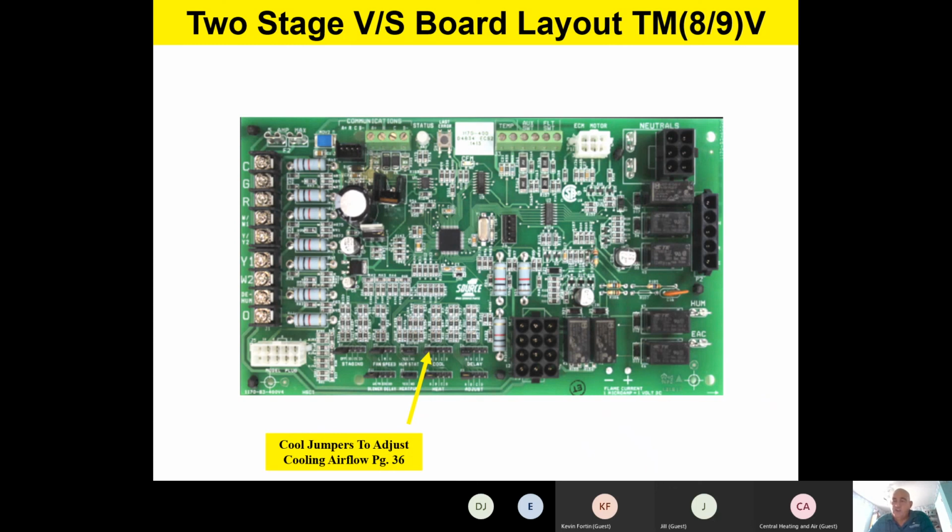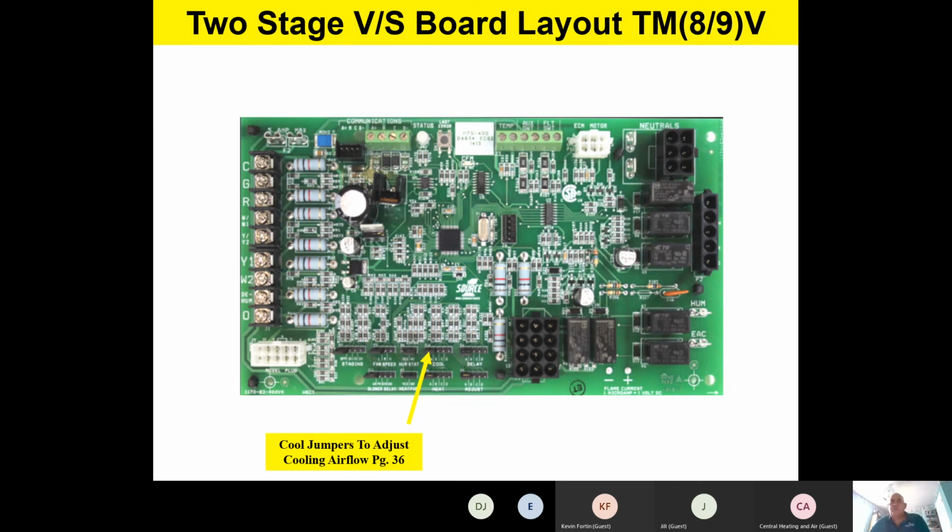So if I have a 2-ton unit outside, I'm going to want to make sure and set the cool and adjust jumper up for 800 CFM on a 2-ton unit. If I've got a 3-ton unit outside, I'm going to set the cool and the adjust up for 1200 CFM and so on. So you get the idea.